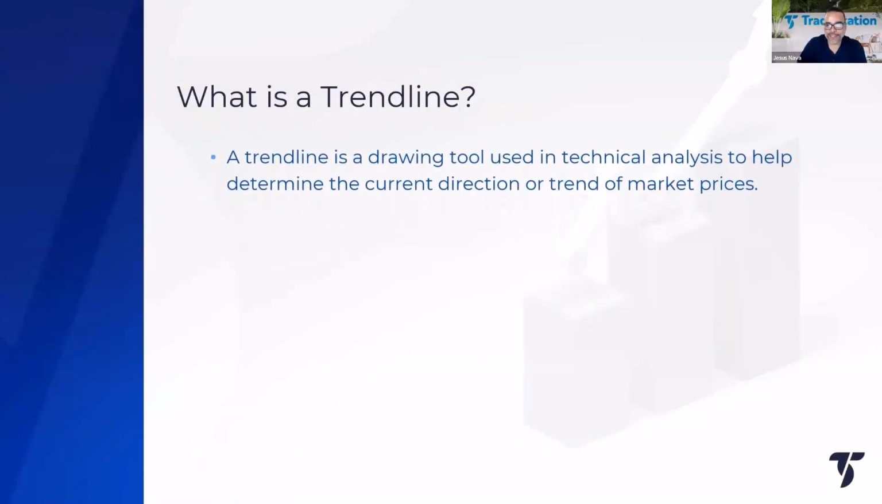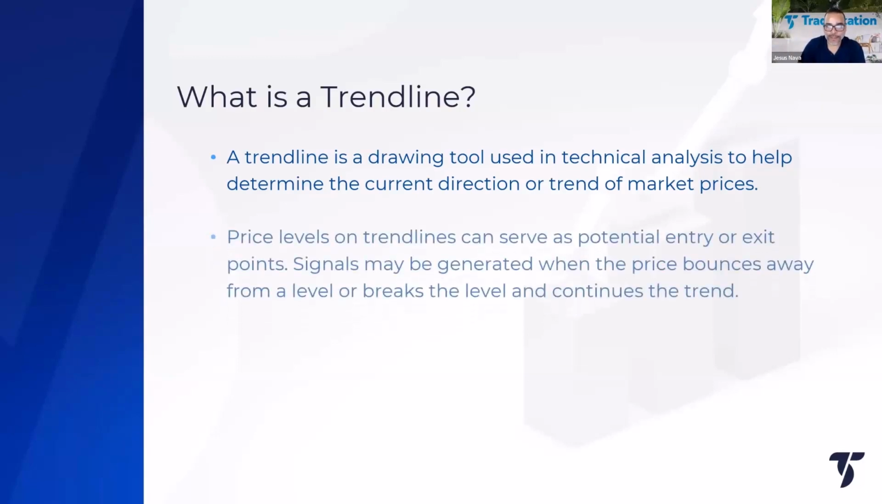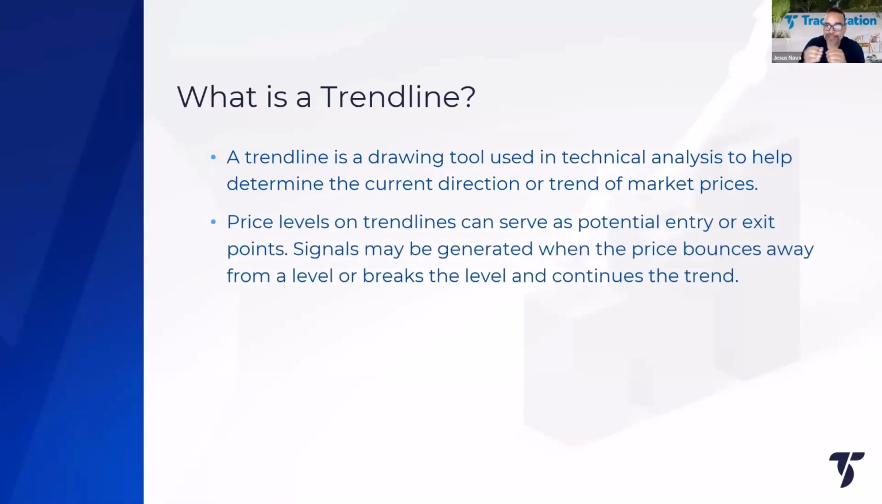So some basic elements about trend lines. The purpose of a trend line when you draw a trend line on a chart is, of course, to identify a trend, whether it is upward sloping or downward sloping. Price levels on these trend lines can serve as potential entry or exit points. The signals can be generated when the price bounces on that trend line or breaks the trend line to continue in the other direction.